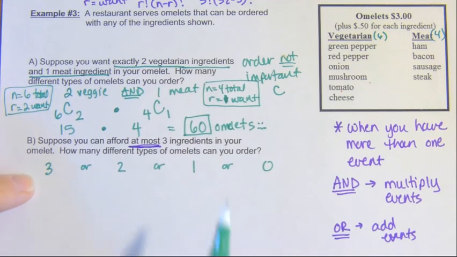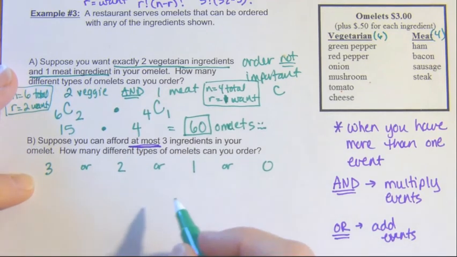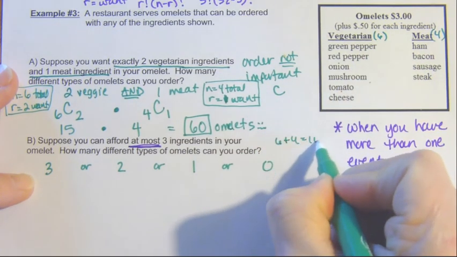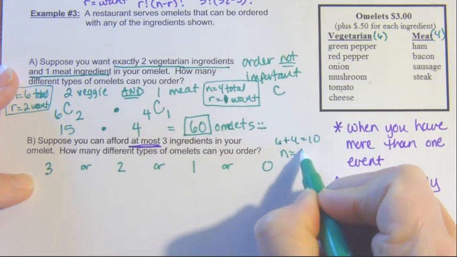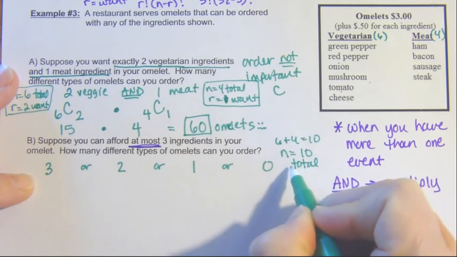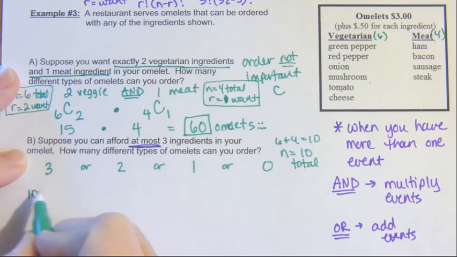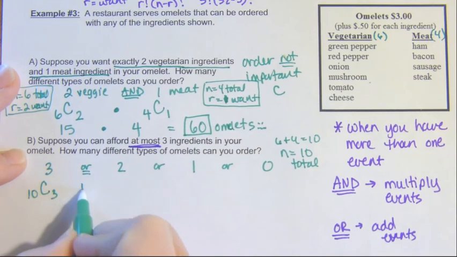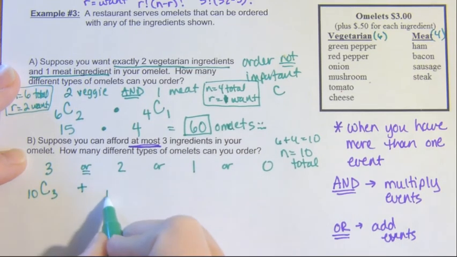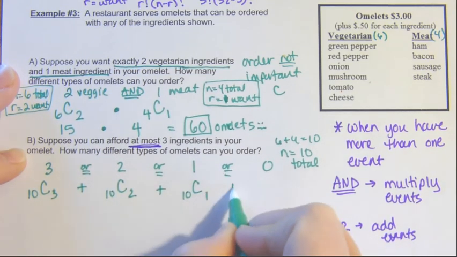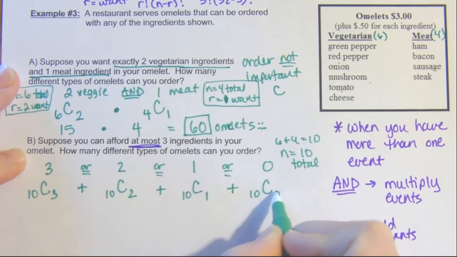So at most 3. Now, keep in mind, how many do I have total? 6 plus 4 is 10. So N is 10 because that's the total amount of ingredients. My want is going to keep changing here. I've got 10 to pick from and I only want 3. Or, remember that word or means plus, I've got 10 to pick from and I just want to choose 2 of them. Or plus, I've got 10 to pick from but I just want to choose 1. Or I've got 10 to pick from but I'm not going to pick any of them.